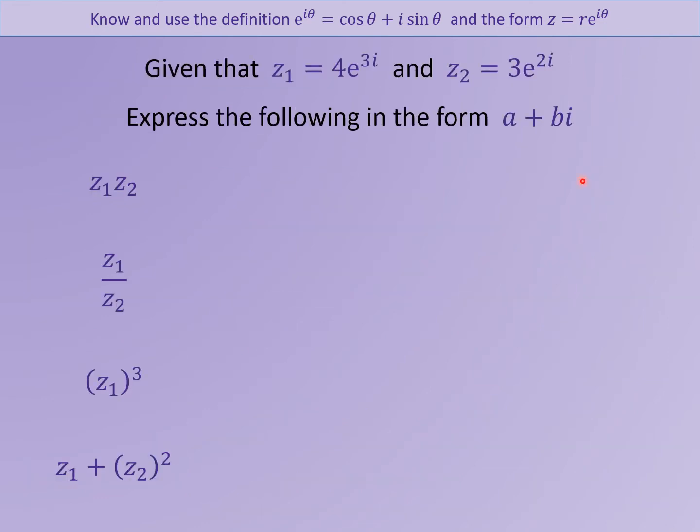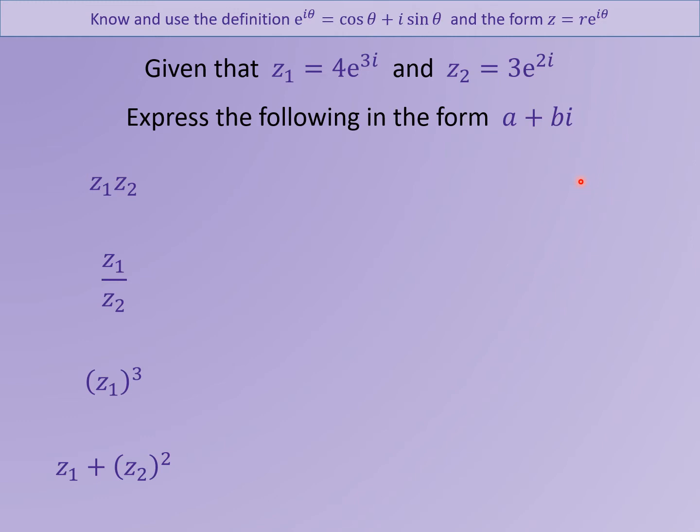Okay, so something else for you to have a go at. Given that z1 equals 4e to the 3i and z2 equals 3e to the 2i, see if you can work out those four things and then express them in the form a plus bi. Okay, so have a go at them any way you like. Pause it there, have a go. Don't just cheat and wait for me.